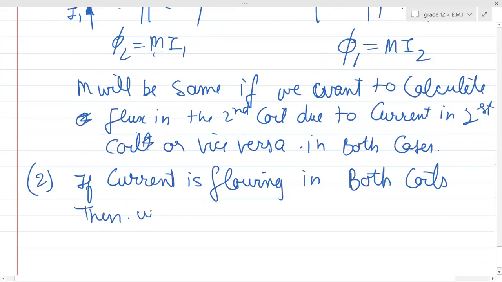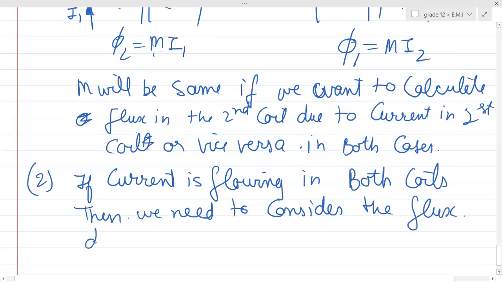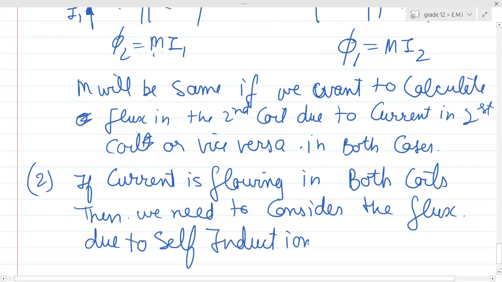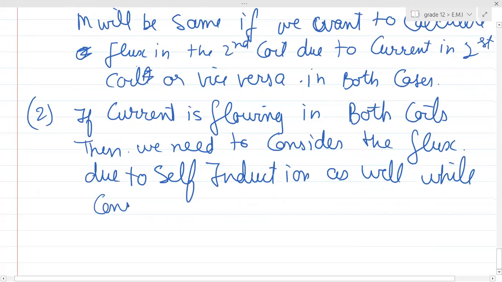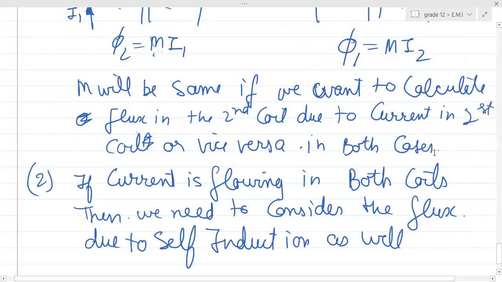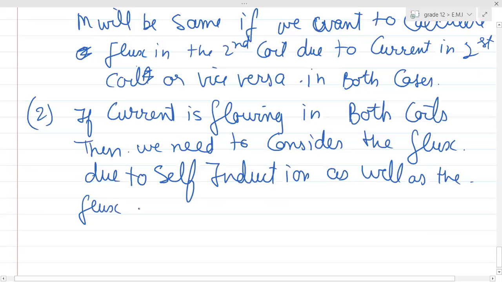Then we need to consider the flux due to self-induction as well as the flux due to mutual induction. So are you getting my point, guys?